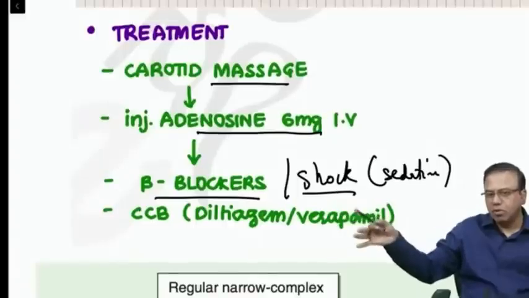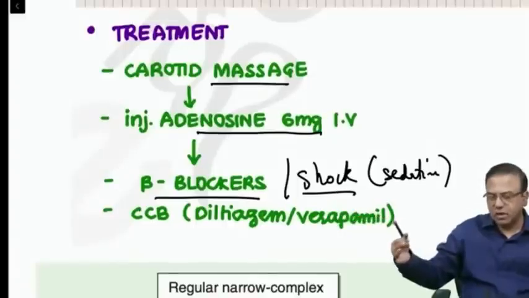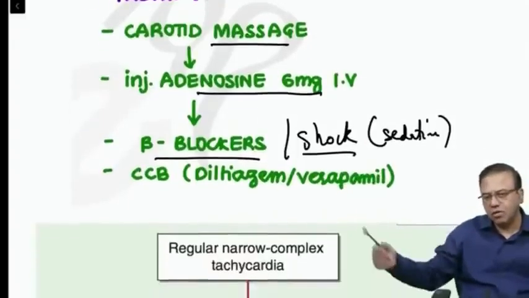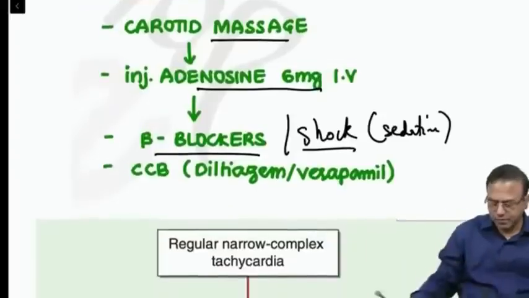Once the patient comes out of it, then we want to prevent it further, then you put the patient on beta blocker and diltiazem. Okay, one of these two you're going to put to prevent the next episode.